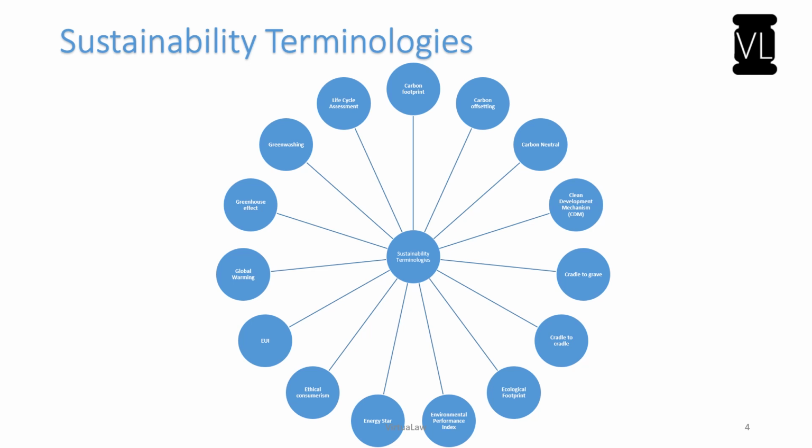And finally, life cycle assessment. Life cycle assessment is nothing but assessing the process involved in producing a product, right from the stage of procurement of raw materials, use of such raw materials, until the disposal of the product at the end of its useful life. That is what life cycle assessment, or life cycle sustainability, is.